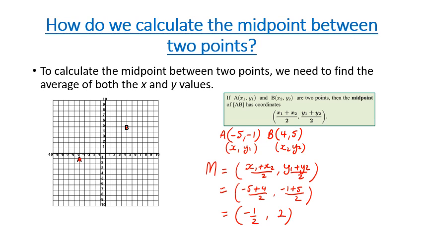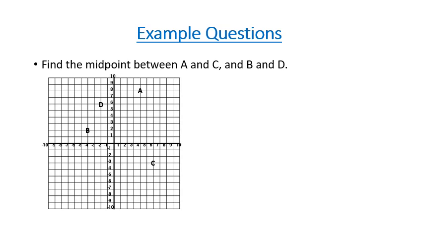Let's have a look at some example questions. Here we're trying to find the midpoint of AC, and then we're going to try and find the midpoint of BD. So coordinates at A are 4, 8. Coordinates at C are going to be 6, -3. I'll put in the coordinates of B and D because we'll need them. B is -4, 2. And D is -2, 6.